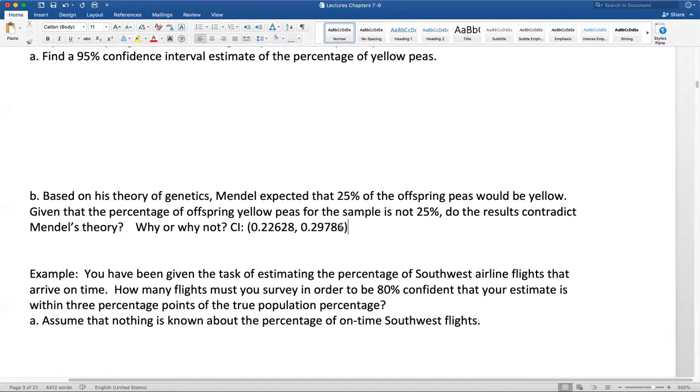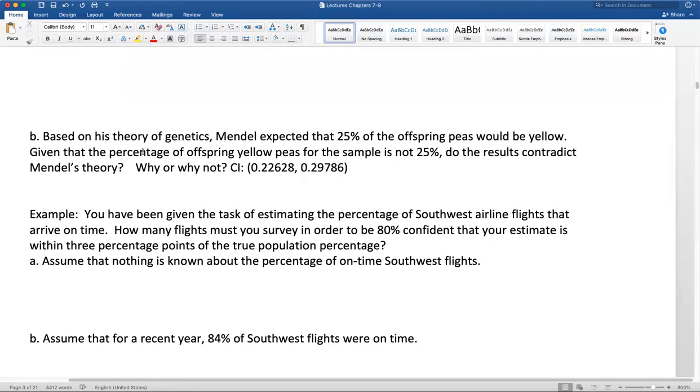So it means that the confidence interval limits contain the true population proportion 95% of the times. So that's the meaning of confidence interval. Keep in mind this. Now let's move on. Do the results contradict? No, it doesn't contradict.